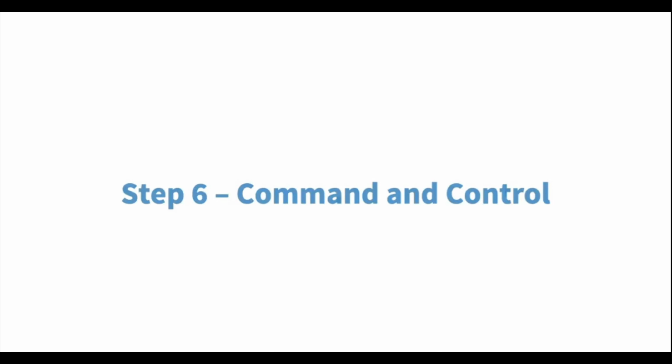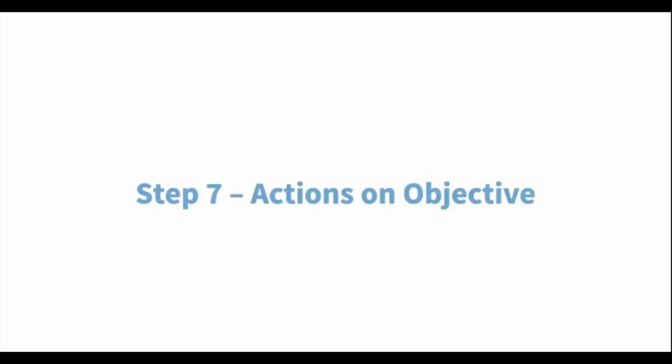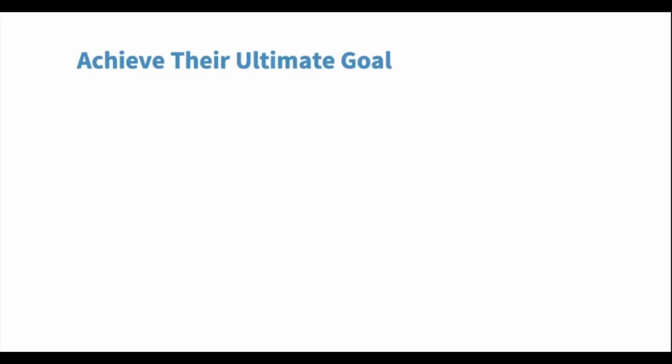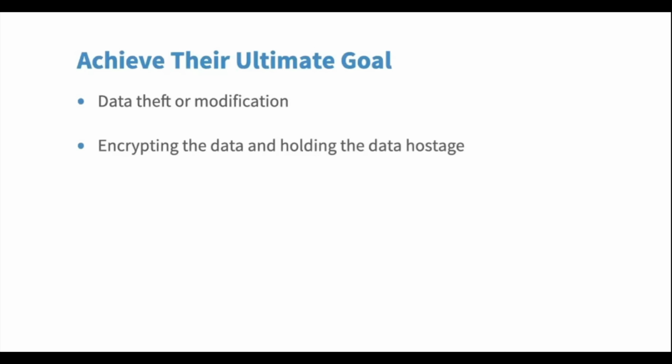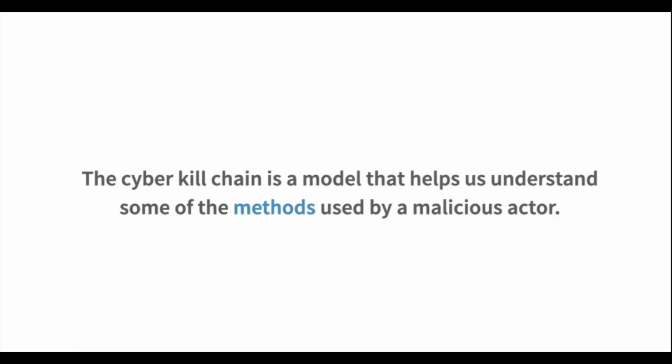Step 6 is command and control. The malicious actor has gained access to the systems. The command and control server will then issue instructions. Step 7 is the actions on the objective. At this point, the malicious actor will achieve the ultimate goal that could include data theft or modification, or encrypting the data and holding the data hostage.